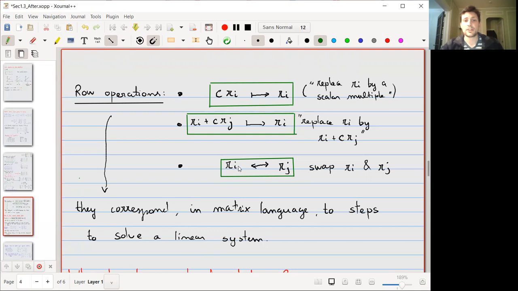The reason why these are legal is that they correspond, in matrix language, to the steps that you would take to solve an algebraic linear system. From now on, we will stop solving algebraic linear systems, we will work with matrices, and we will perform row operations on them. In the next video, we'll study a procedure to systematically apply row operations to solve linear systems using augmented matrices.